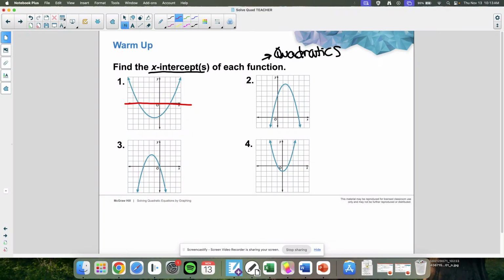Intersects it, crosses it. So number one, how many times does it hit the x-axis? Twice. Where does it hit on the left side? Where does it hit on the right side? 2. So on the other 3, just write down where does it cross the x-axis. That's all the x-intercepts are, is where does this graph hit the x-axis.